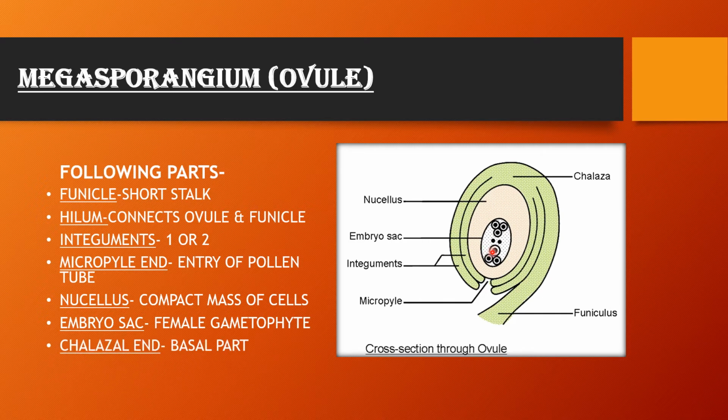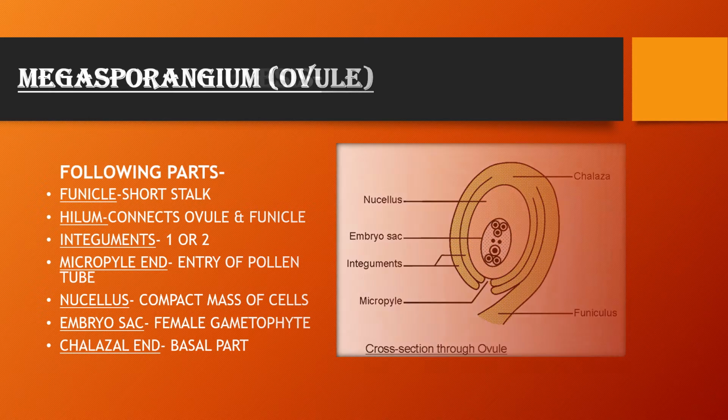Next part is chalazal end. Just opposite to the micropylar end, this end is called chalazal end. Chalazal end is the part where the integuments are fused with the funiculus. That is why this one is also called the base of the ovule. So these are some of the important parts of the megasporangium, where the ovule develops, and inside the nucellus the embryo sac will develop.